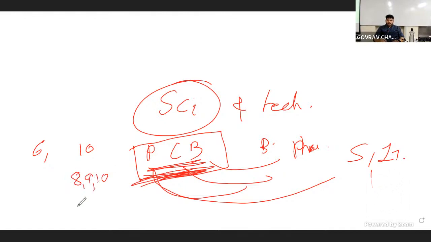Aur sabhi ke liye bolunga, pehle lo 8th ki book. Try to read. If you're getting things, then move forward. Agar 8th ki book samajh nahi aa rahi, if you're having difficulty to understand the 8th book, what do you do? You just step one step down. What you need to read? Clear the basics of 7th, then go to 8th, then 9th, then 10th. 80% are the chances that 7th ki book samajh mein aayegi.